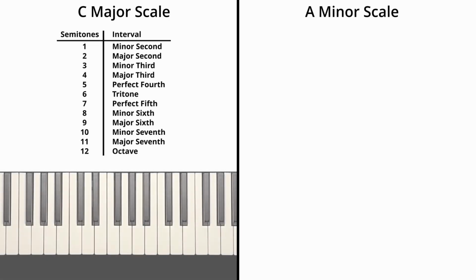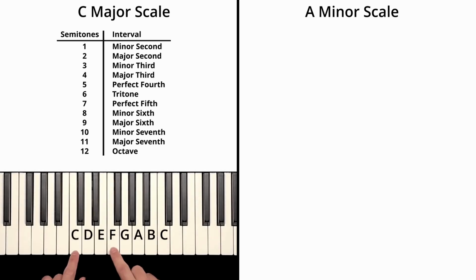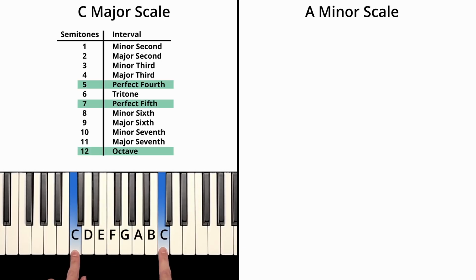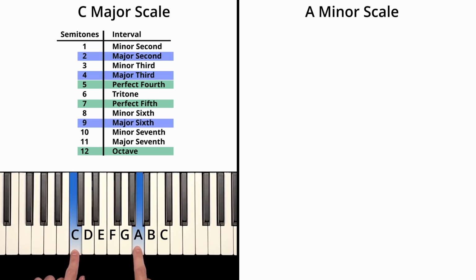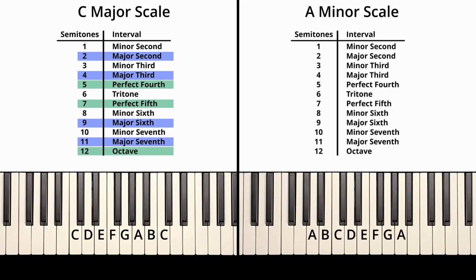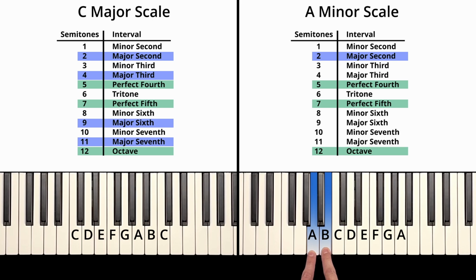The major scale contains 3 perfect intervals, 4th, 5th, and the octave, as well as 4 major intervals, the 2nd, 3rd, 6th, and 7th. Now let's compare that to our minor scale. The perfect intervals remain the same. We have a perfect 4th from A to D, a perfect 5th from A to E, and of course an octave from A to A. The second note of our scale also remains the same. There are 2 semitones between A and B, a major second.